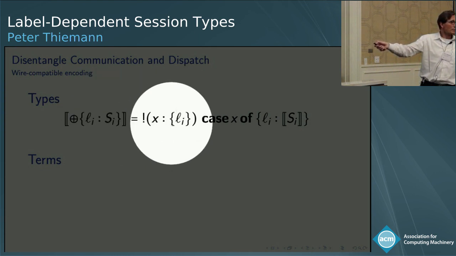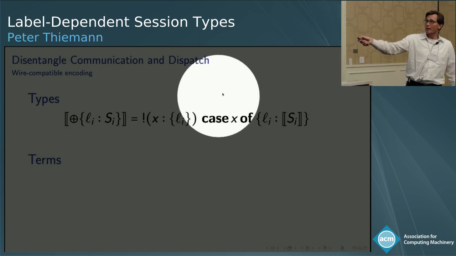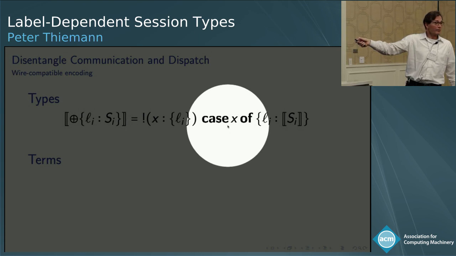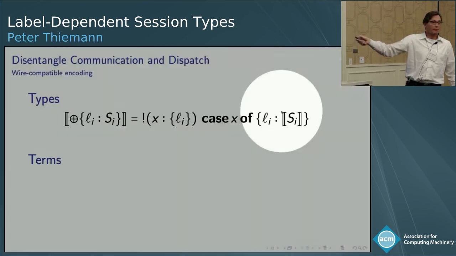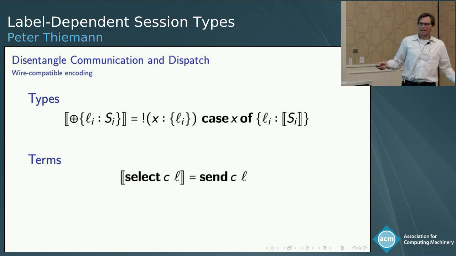So the selection really means, let's send a command of one of the possible labels, and then depending on whatever that command was, I'm expecting a particular continuation to happen. On the term level, this is exactly what happens.